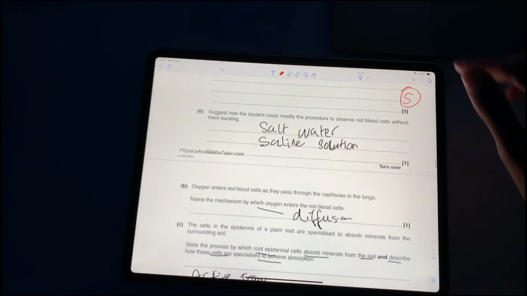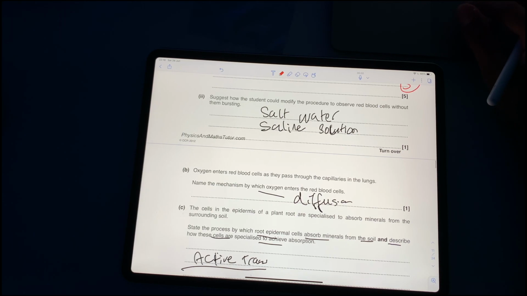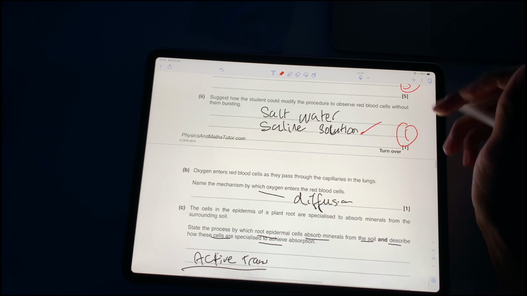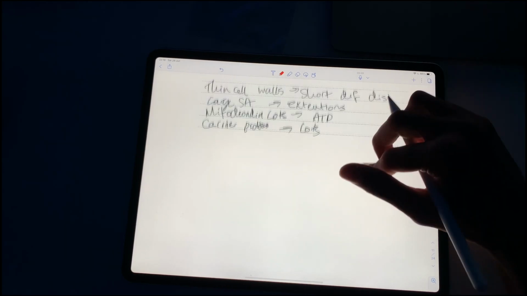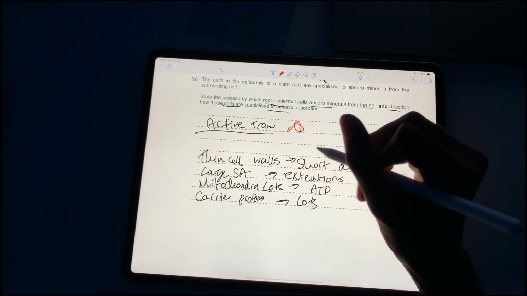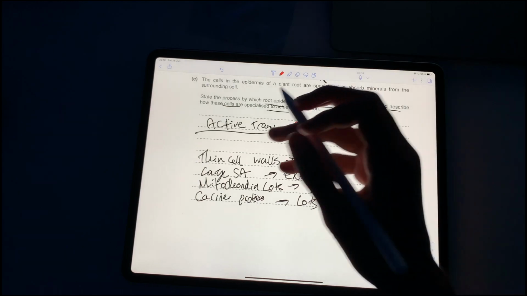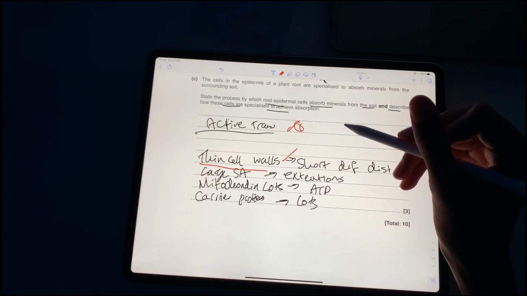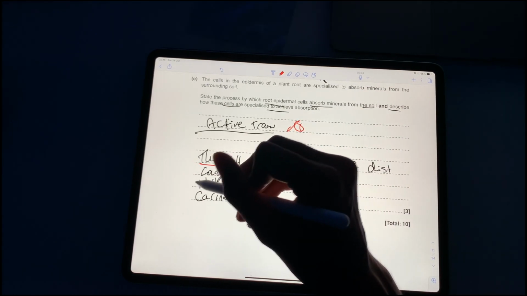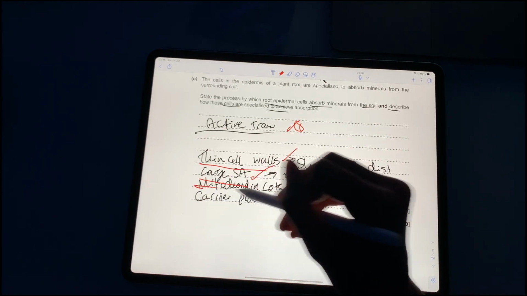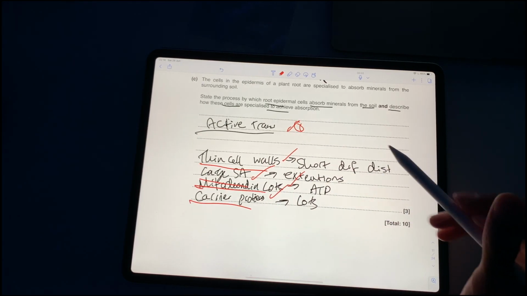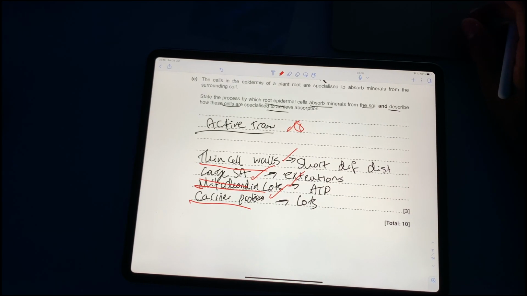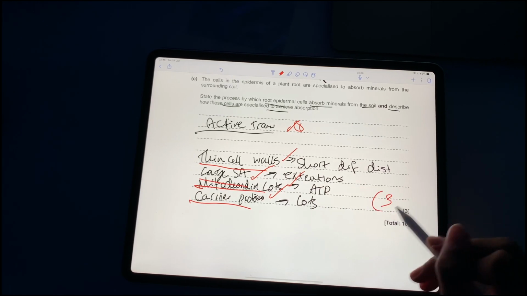Okay, next one. Please tell me this is right. Salt. Accept saline. Good, yay. 1 mark there. Diffusion, 1 mark. Okay, active transport, that's 1 mark. Thin cell wall, that's 1 mark. Large surface area, that's 1 mark. More mitochondria, lots, hopefully that's a mark. And carrier proteins, that's another mark. Okay, so let's say I got 3 there.